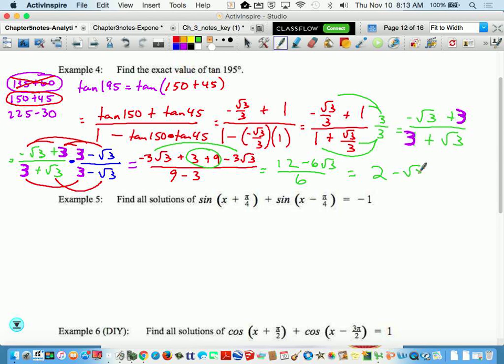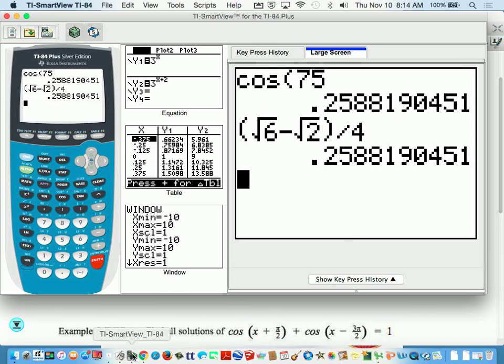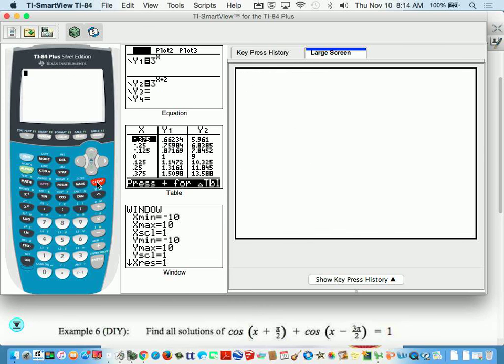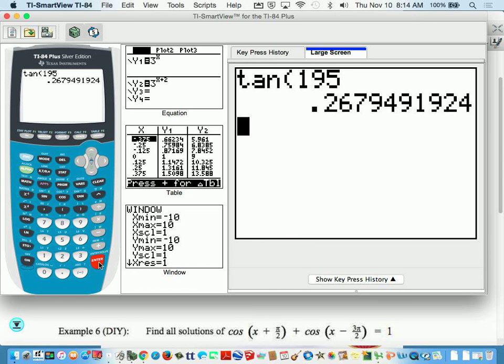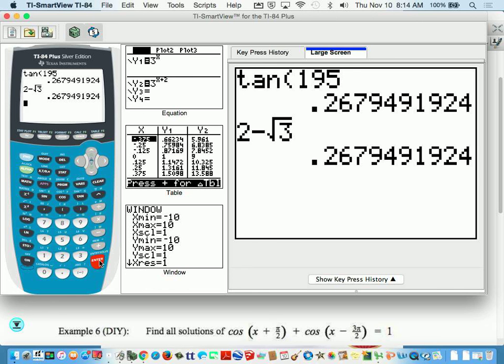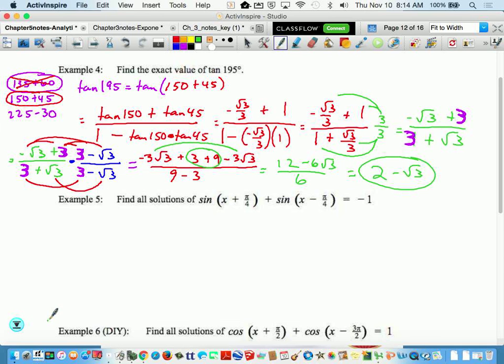I've got no time, so let me show you something. So yeah, these tangents are a little bit more difficult. Obviously, there's more stuff going on to get your exact answer. So let's type these in. Tangent of 195 and 2 minus root 3. So the tangent of 195, and then we had 2 minus root 3. So right now we just verified that our answer is correct.